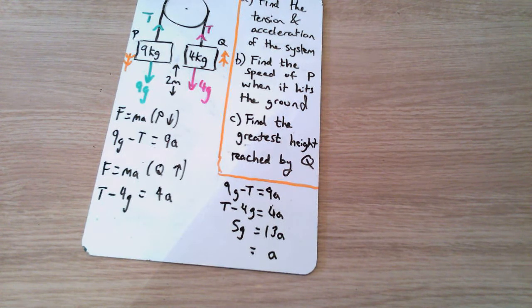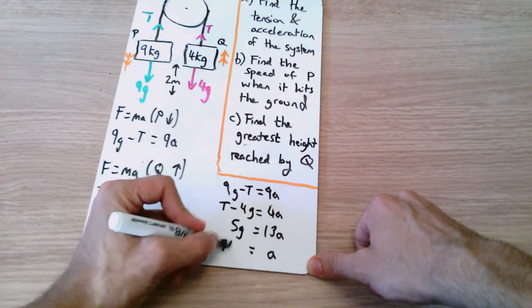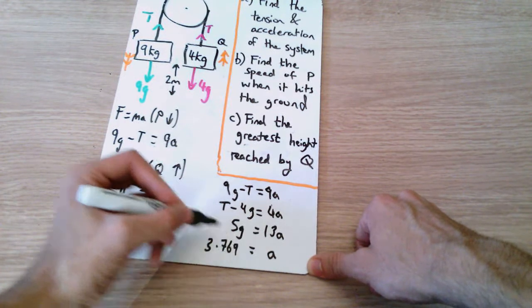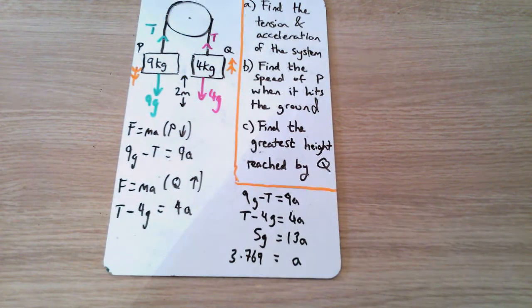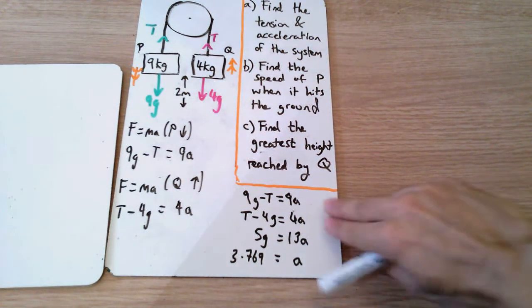3.769 meters per second squared. Now that's given us our value of A. We now need to work out our value of tension. So we simply substitute back in over here.